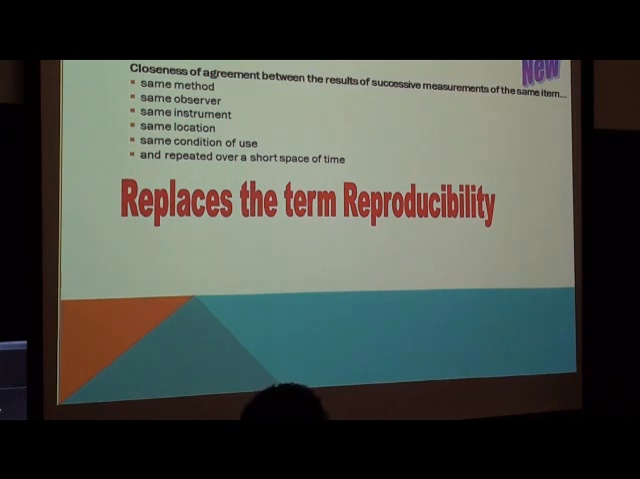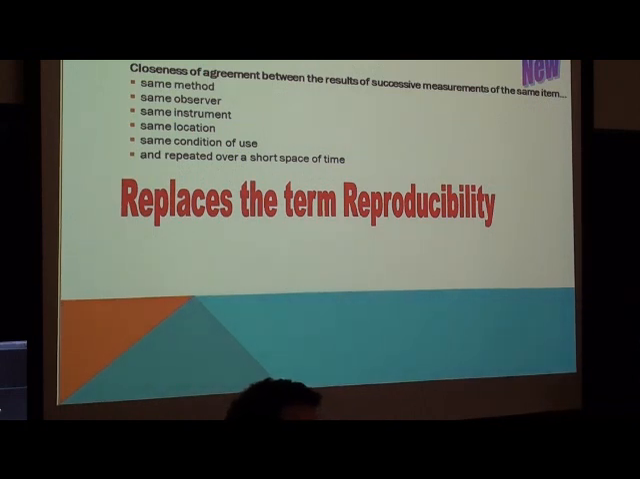Repeatability, highlighted in red on the slide here. This replaces the term reproducibility. We used to walk around saying, oh, that was a good testing session. It met all the standards and the results were reproducible. And that actually was a little bit inaccurate.